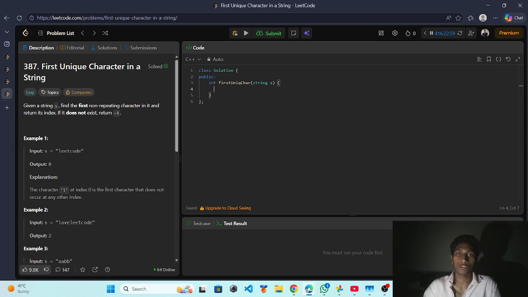Mr. Ankit Kumar is here, and today we will solve LeetCode problem number 387: First Unique Character in a String.